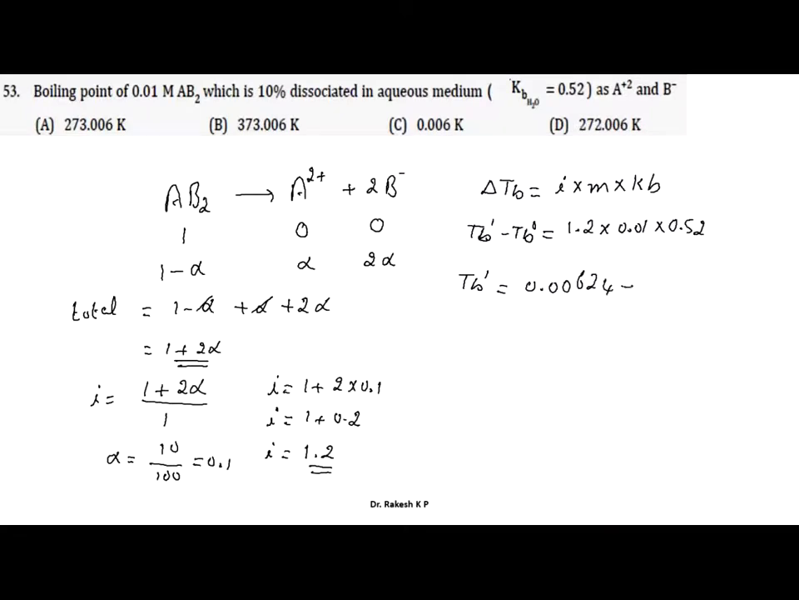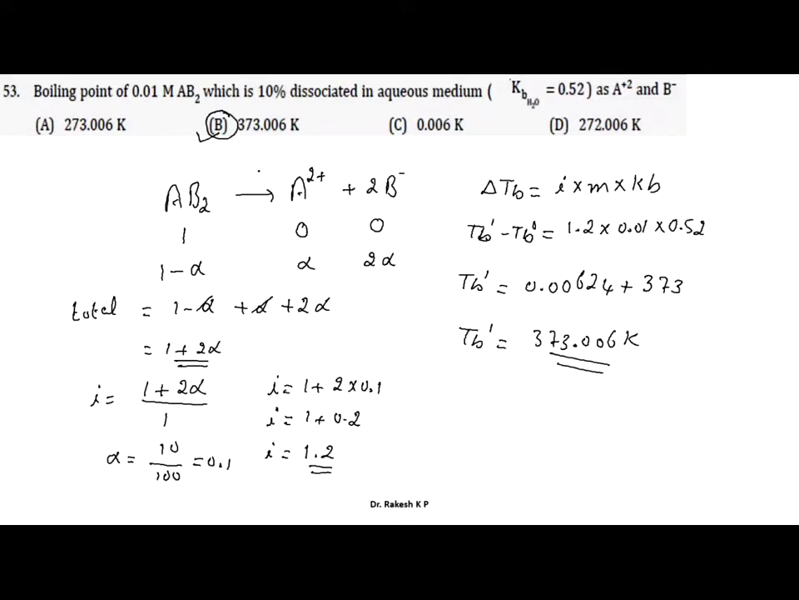0.00624, and this becomes the plus. Here they have given the Kelvin. The boiling point of water in terms of Kelvin is 373 Kelvin, and TB dash we are going to get is 373.006 Kelvin. Hence the option is B.